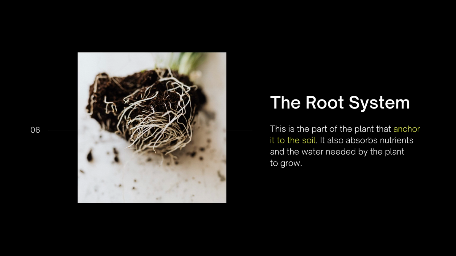The root system. This is the part of the plant that anchors it to the soil. It also absorbs nutrients and the water needed by the plant to grow.